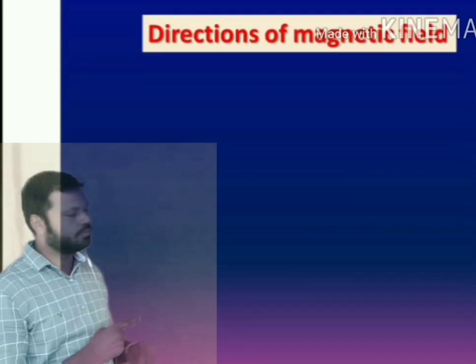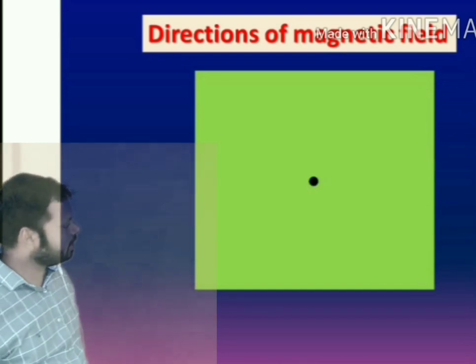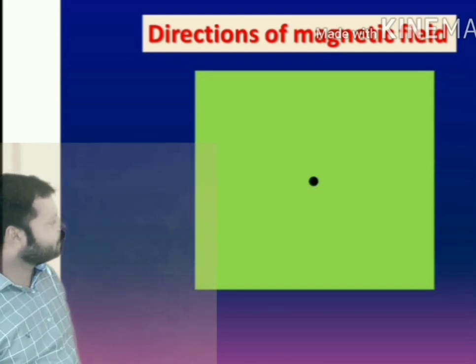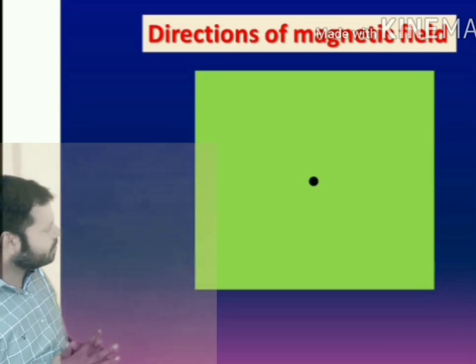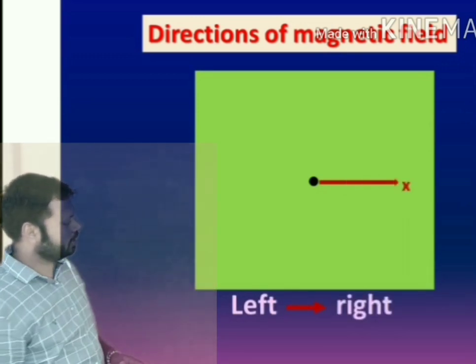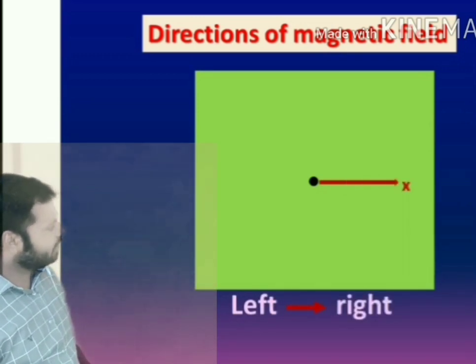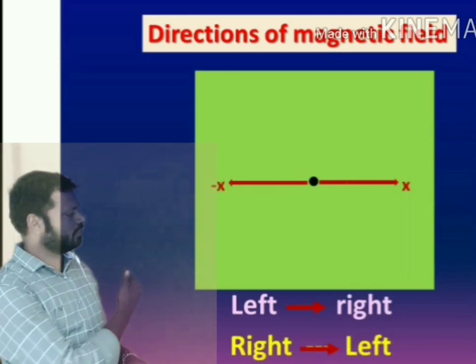Before that, see here. This is a plane. Black spot is my center. Now I am trying to visualize three directions. First, identify positive x direction. It is like this, from left to right. Now identify negative x direction. It is very easy, from right to left like this.